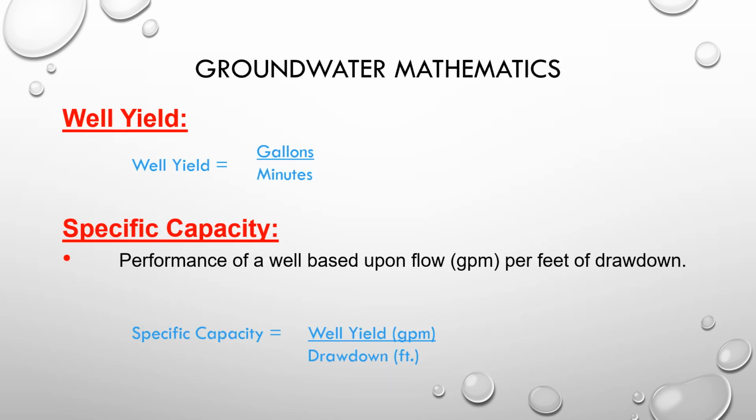So, when talking about groundwater, there's a couple different formulas that you're going to become real familiar with if you haven't already. You've got well yield and then specific capacity. Well yield would be how many gallons per minute your well can produce, whereas the specific capacity would be the performance of that well based on the gallons per minute per feet of drawdown.